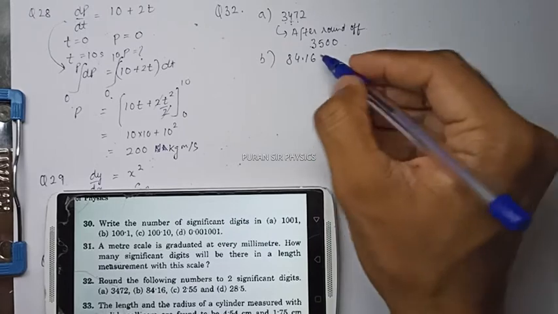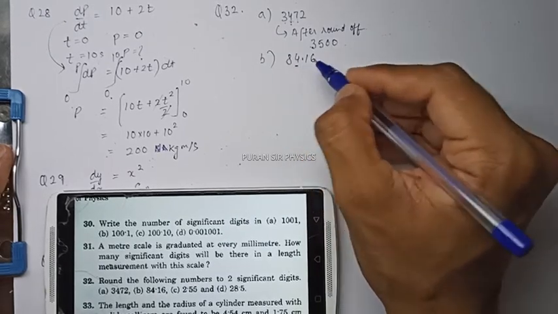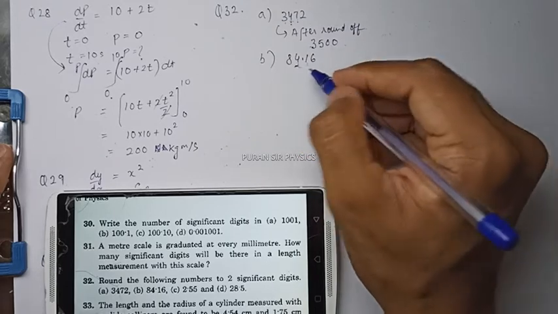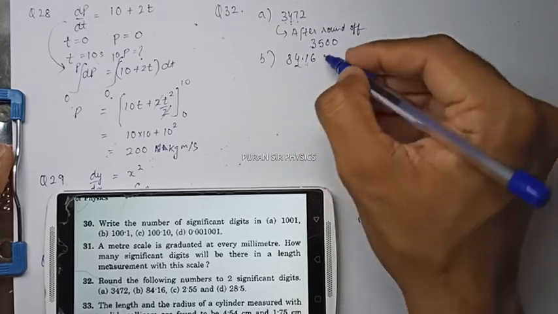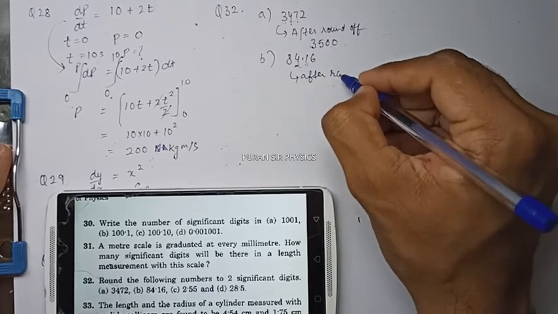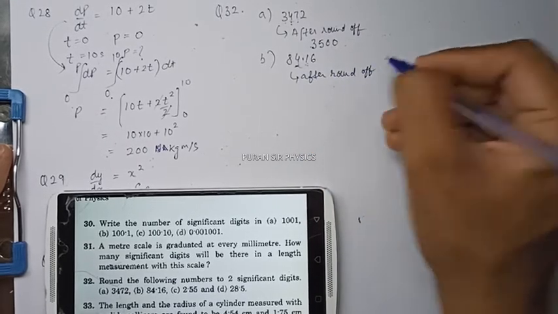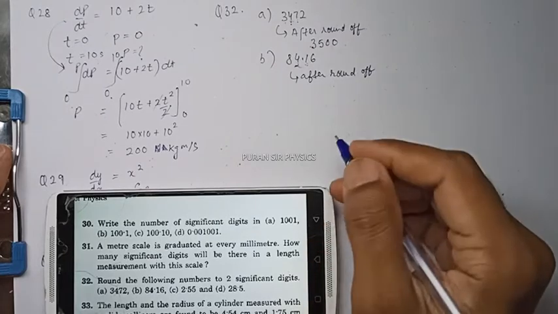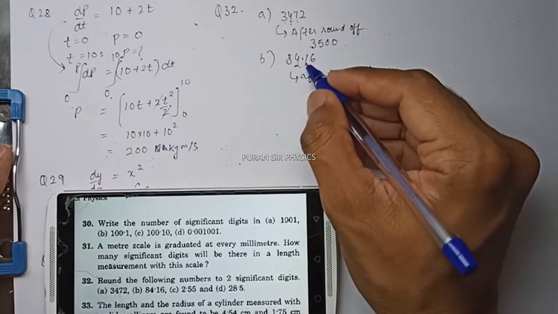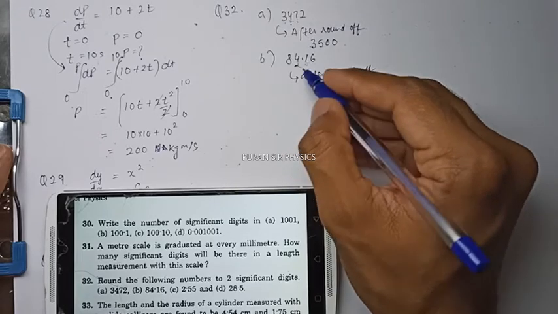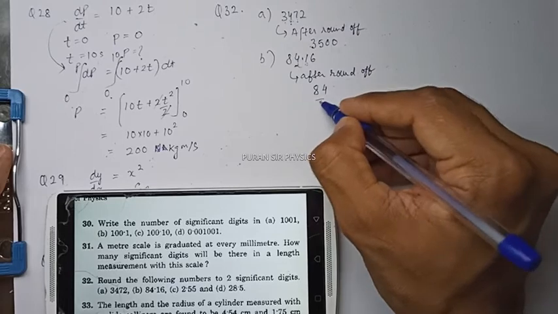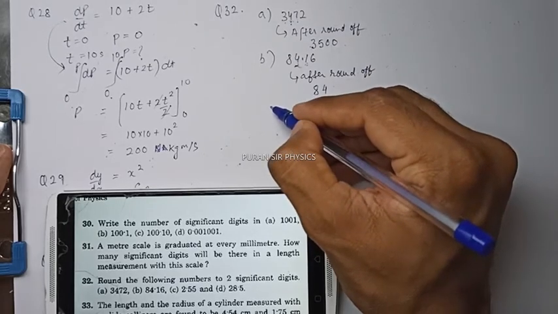Okay, in case of the second part, 84.16. So this is your second significant figure and on the right of it you have 1. So after round off, on the right of it there is 1, so it will remain as it is, 84. So that is the answer, up to 2 significant figures.